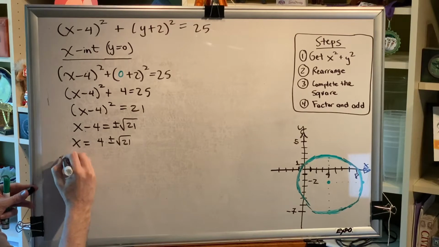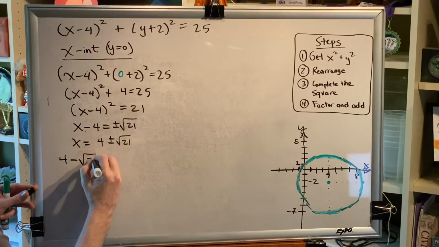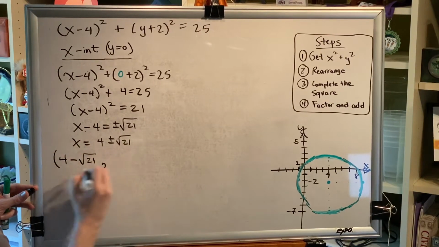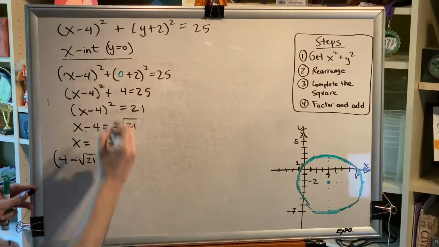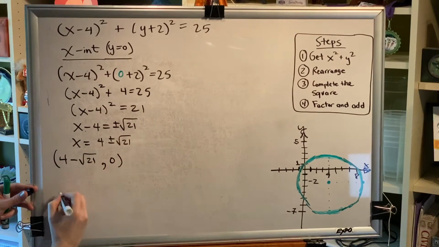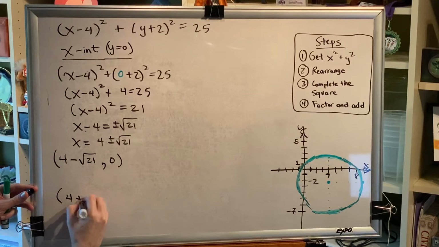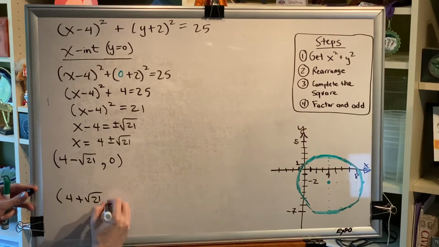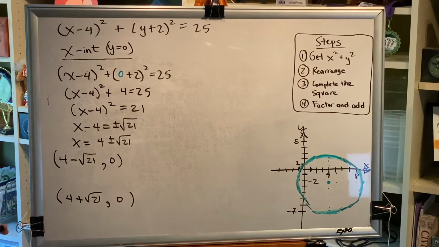So the first is 4 minus the square root of 21 for the x-coordinate. Of course, the y-coordinate is 0. And the other is 4 plus the square root of 21. This is the exact answer. If, however, a decimal approximation is desired, that can be computed using a calculator.